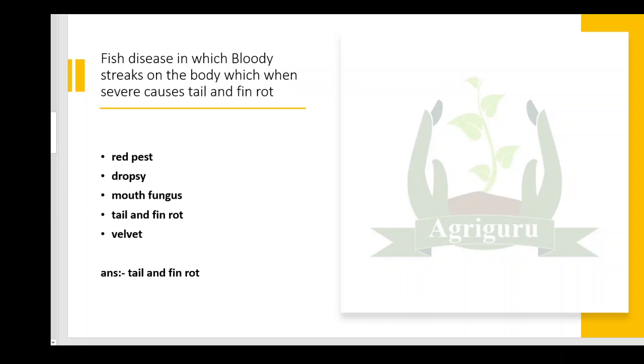Next is a question from fish disease, in which bloody streaks on the body which when severe causes tail and fin rot. So tail and fin rot cause karta hai, red paste mein bhi ye hota hai. Agar red paste bhi hoga aur tail and fin rot bhi hoga to ye red paste disease isko bola jata hai. Agar tail and fin rot nahi hai to phir red paste hi hoga, agar red paste nahi hai to tail and fin rot hi hoga.